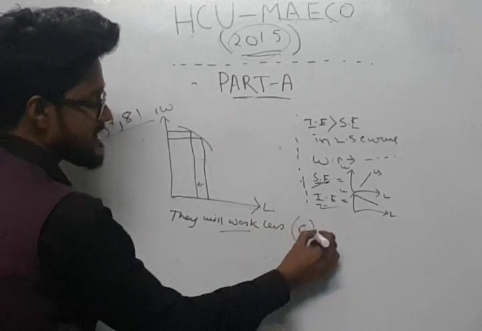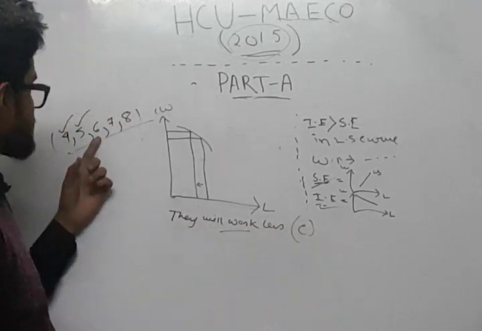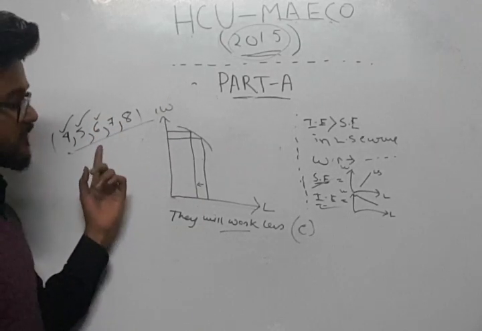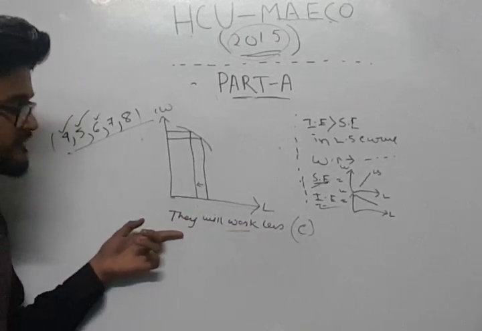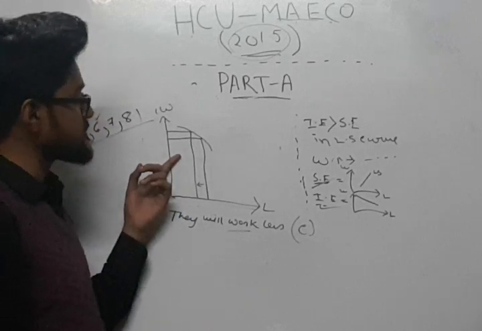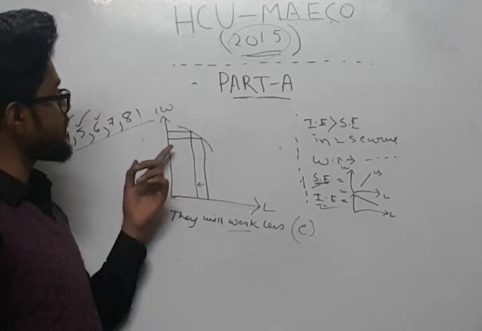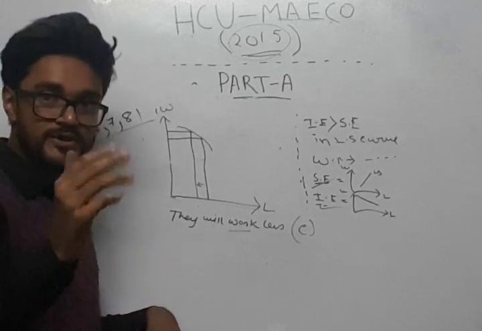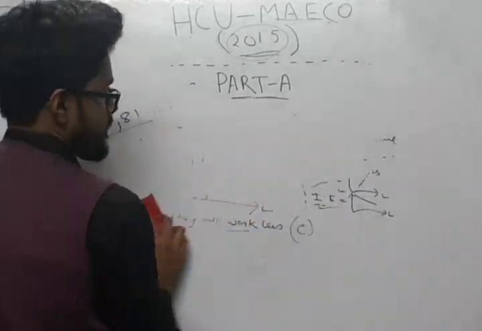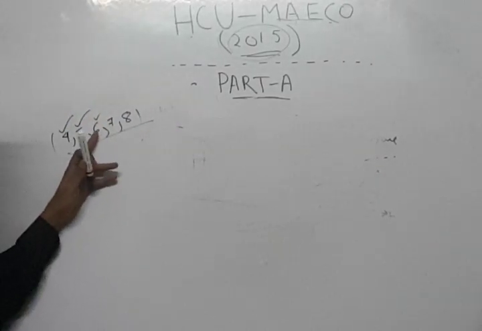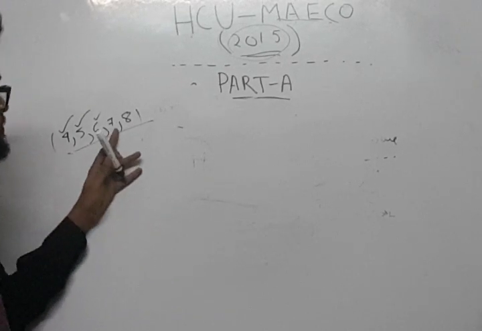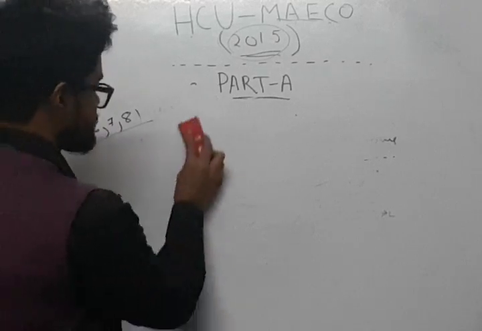So option C is the right answer to question number 6. So we have answered question number 4, 5, 6. The answer for question 6 is option C, which is they will work less because the income effect dominates the substitution effect. So this was question number 6. Now there are 2 more questions which we are supposed to answer in this video, number 7 and number 8.